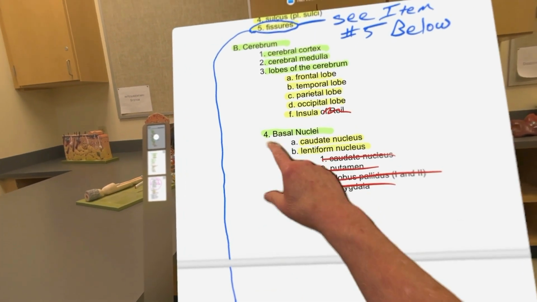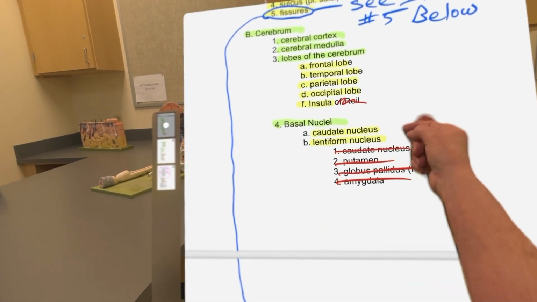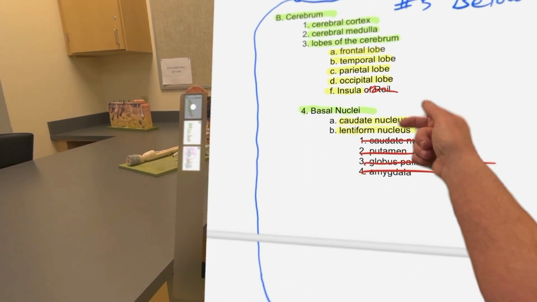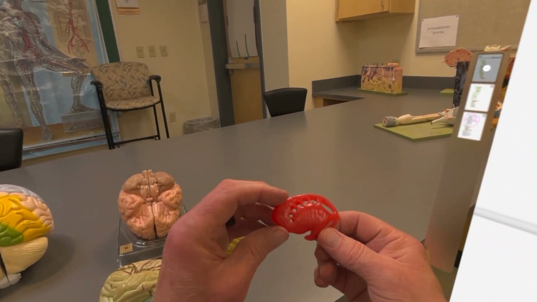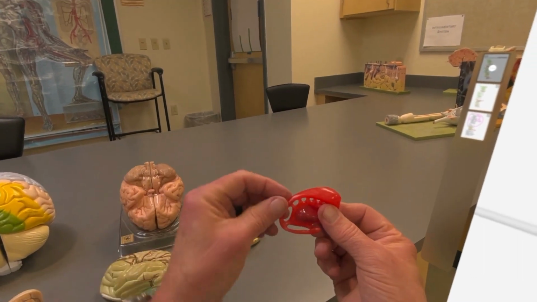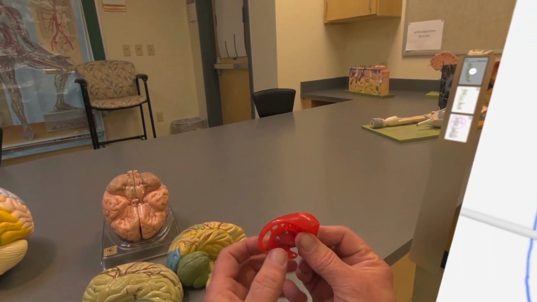And for basal ganglia, there are two things I want you to know there: the caudate nucleus and the lentiform nucleus. The caudate nucleus looks like a big old tadpole on here. It's got a big swollen head, got kind of a tail that ends in a little bump there.